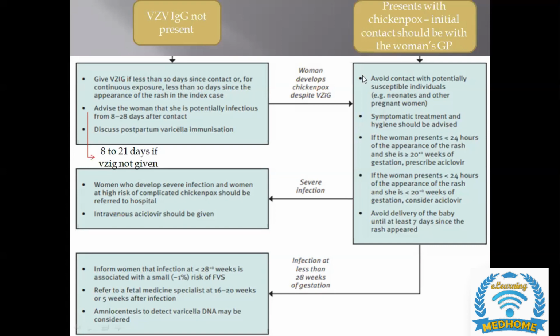Okay. So avoid delivery of the baby until at least 7 days since the rash appeared. Can anybody tell me why that is? Why wait for 7 days? Passive immunity, mother's passive immunity can be transferred to the baby. Yes, very good, exactly.